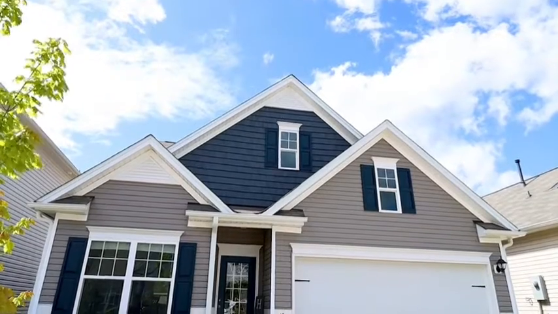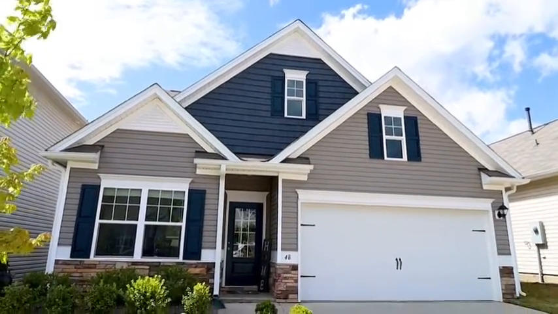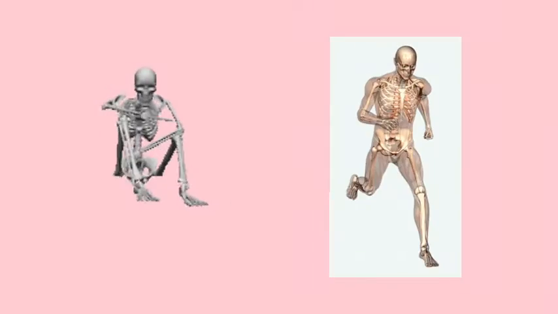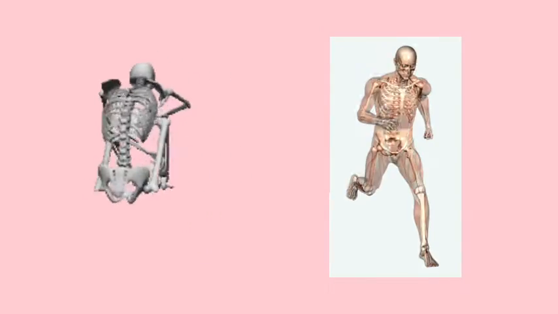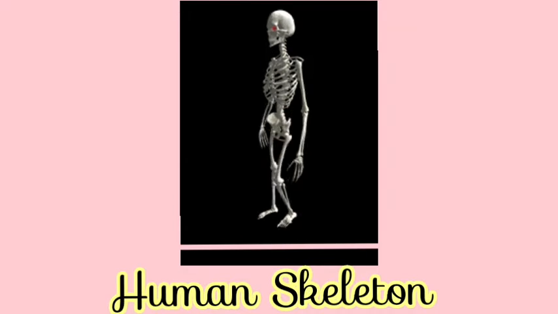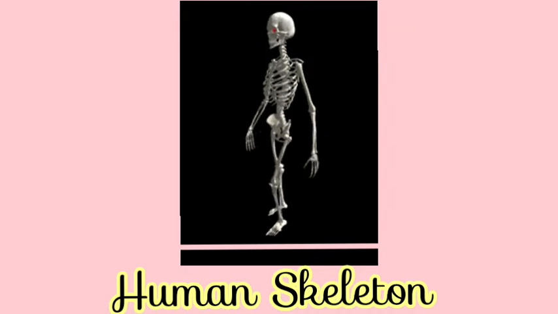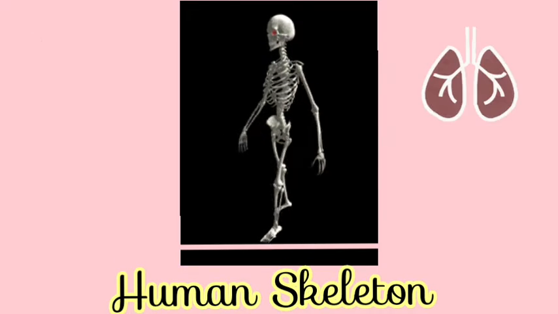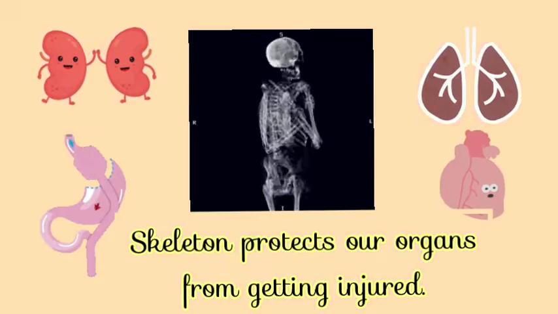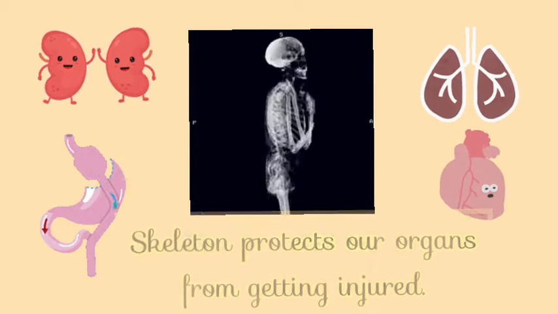Just as a house stays up with beams and walls, the human body stays up with bones and muscles. So, the beams of a house are like the bones and muscles of our body. The skeleton is the framework of bones, just like the frame of a house that is designed to hold everything together. The skeleton protects our organs from getting injured.